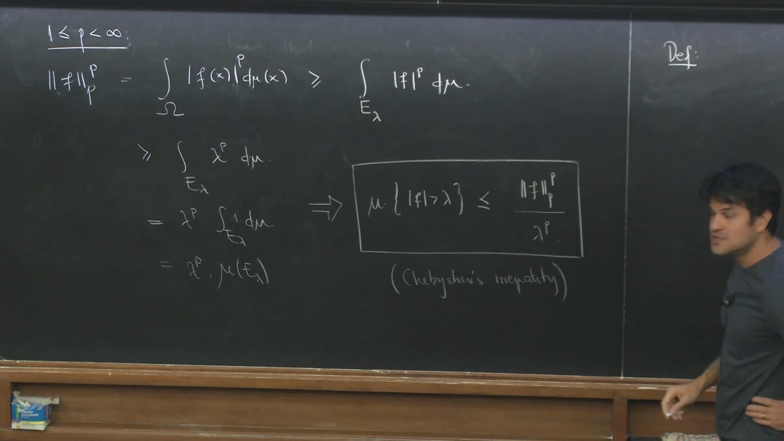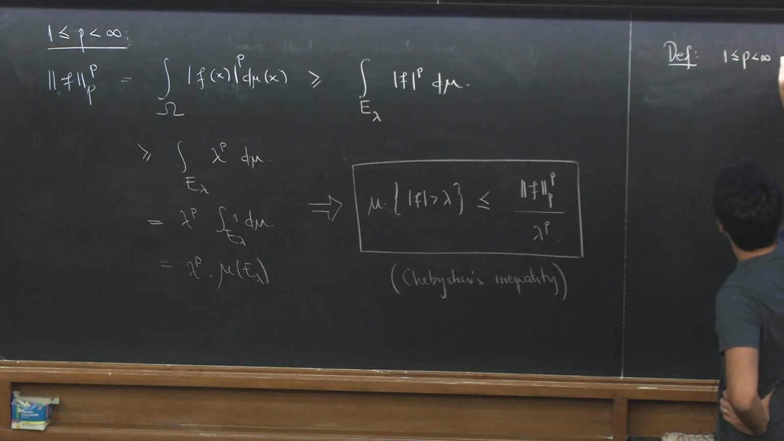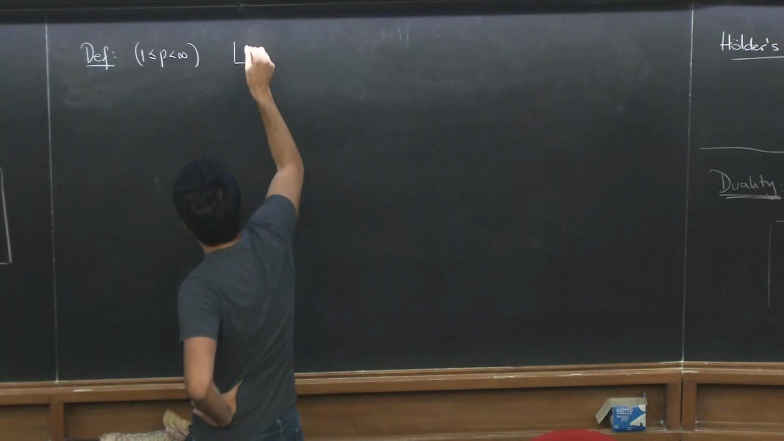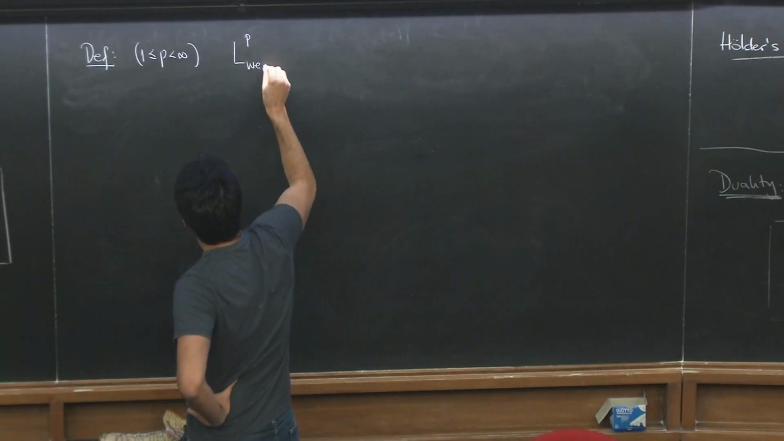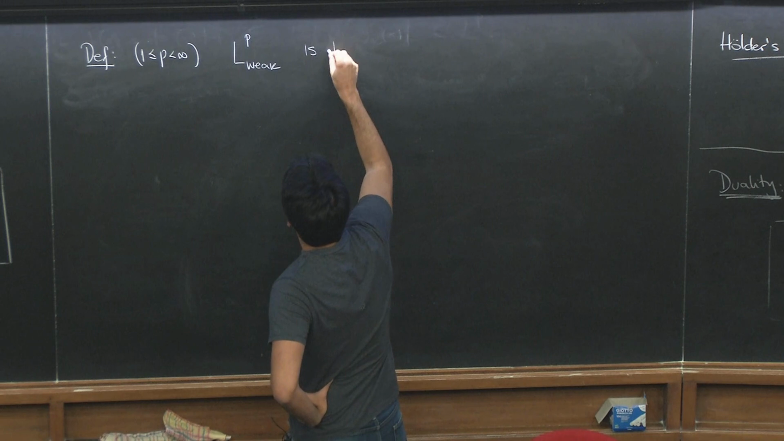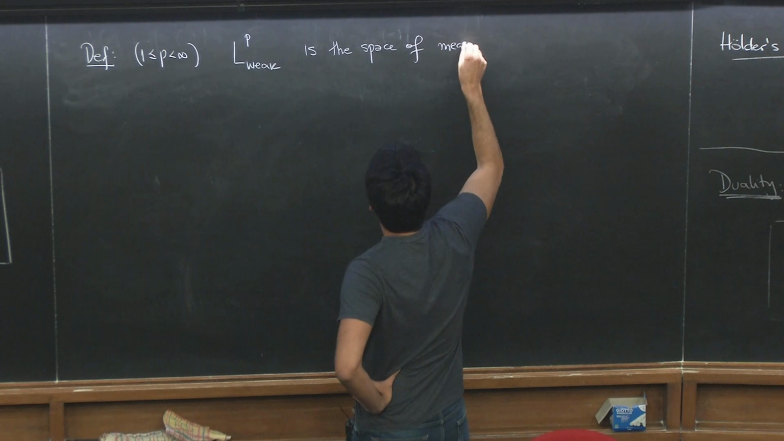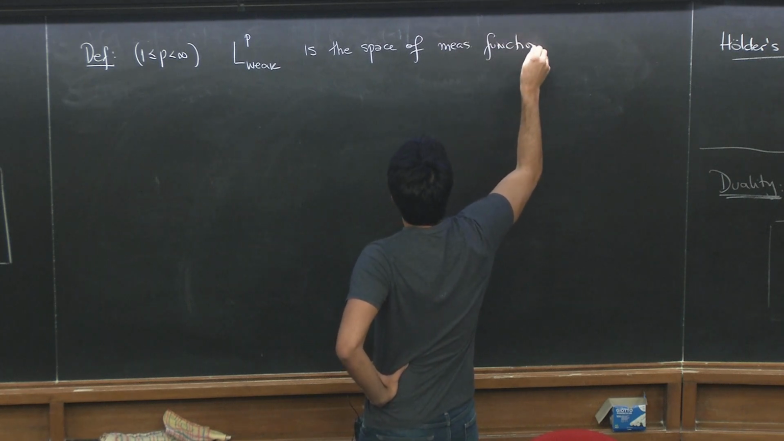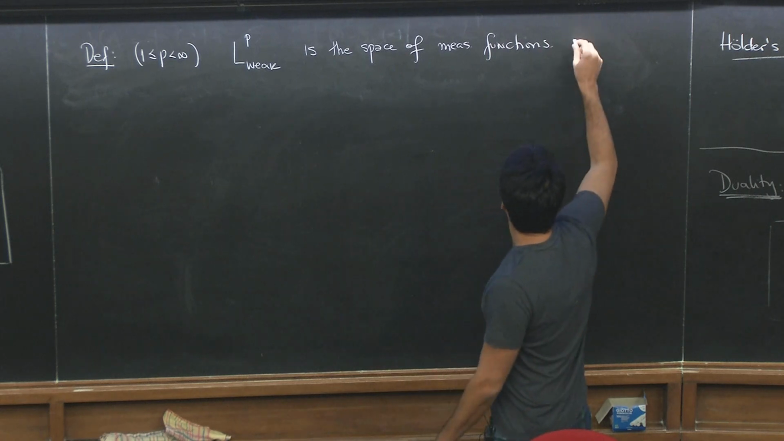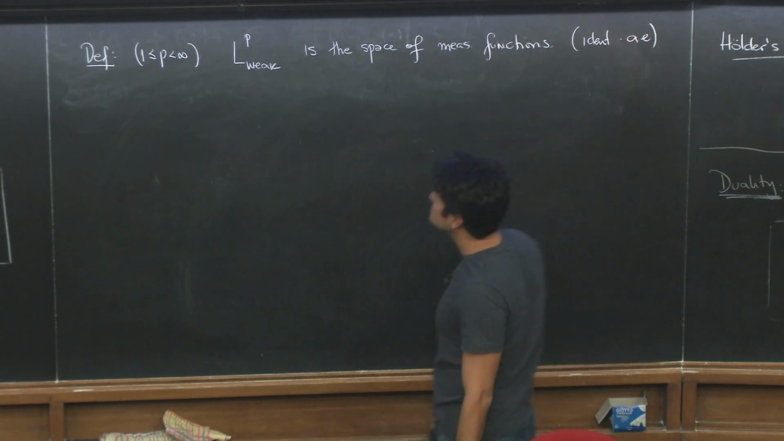it's convenient to use this space that we call, let's just say 1 less than p less than infinity again. We are in this case. And let's say we define this space that we call LP, and we're going to put a weak here, LP weak. Okay? This is the space of measurable functions. Again, identified almost everywhere.